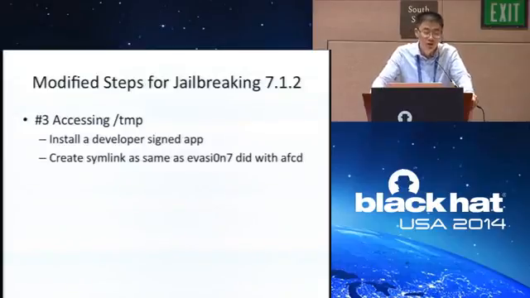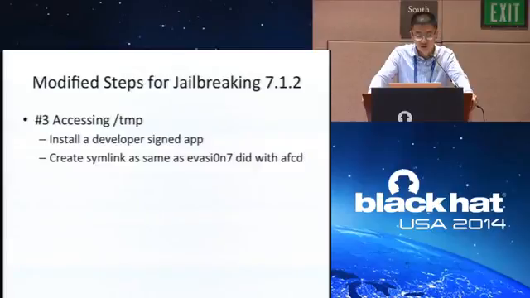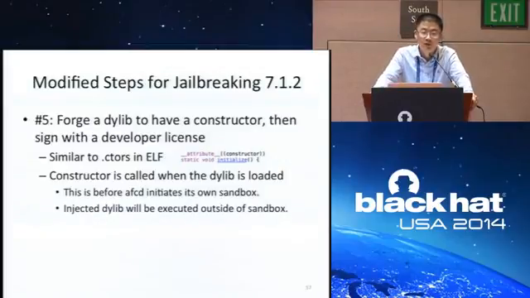And I will quickly go through what we did differently from Evasion 7. First, the way that we get access to /tmp is through a developer-signed app. And this app will create symbolic links under /tmp and force installd to overwrite a critical file. And later, we inject a library signed by our developer license into an unsandboxed process.